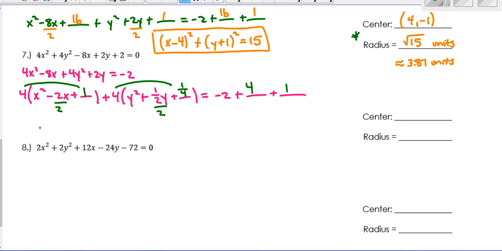Okay, so my function is going to be 4, and then in parentheses, I'm going to have x. Half of negative 2, again, this is why I always write in the divided by 2, is minus 1 squared, plus 4 times y. Half of 1/2 is 1/4. So plus 1/4 squared. And actually we have to fix something, I'm sorry. So let's erase this, start with this. Let's erase this. And erase this. Okay, let's fix this.